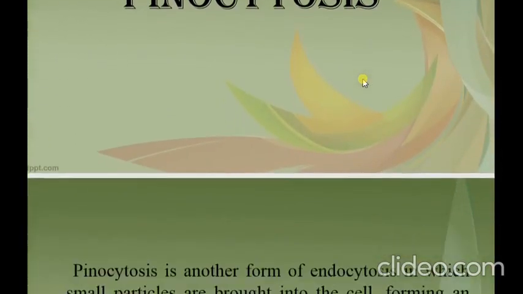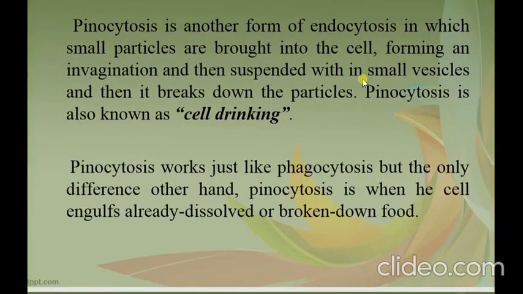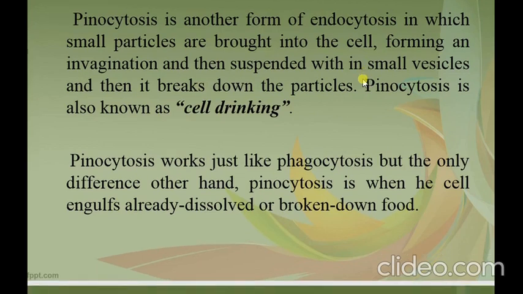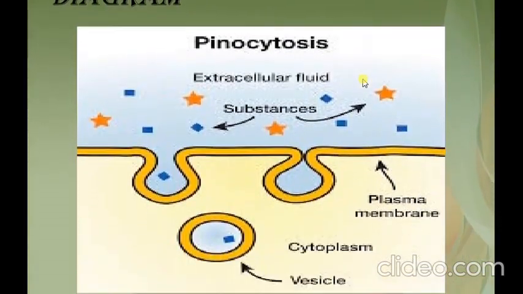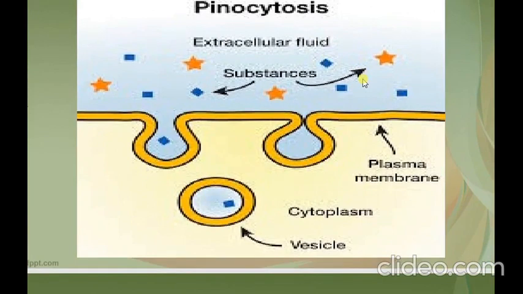The next process is pinocytosis. Pinocytosis is another form of endocytosis in which small particles are brought into the cell, forming an invagination and then suspended within small vesicles, and then it breaks down the particles. It is known as the cell drinking process. It works just like phagocytosis, but the only difference is that in pinocytosis the cell engulfs already dissolved or broken down food. As we can see in the process, mainly it captures liquid or soluble particles.